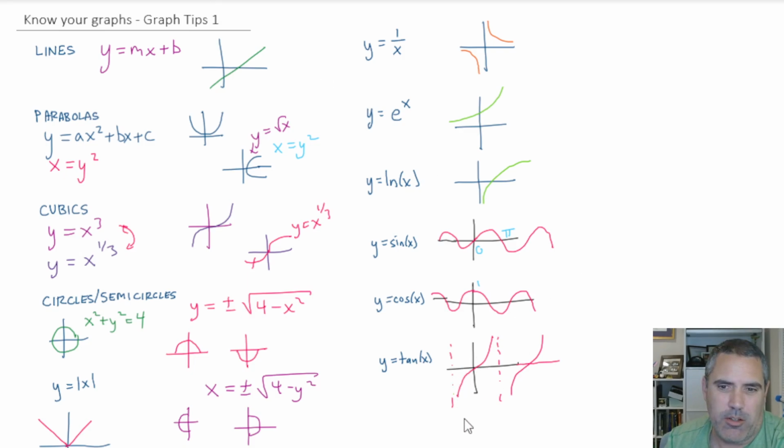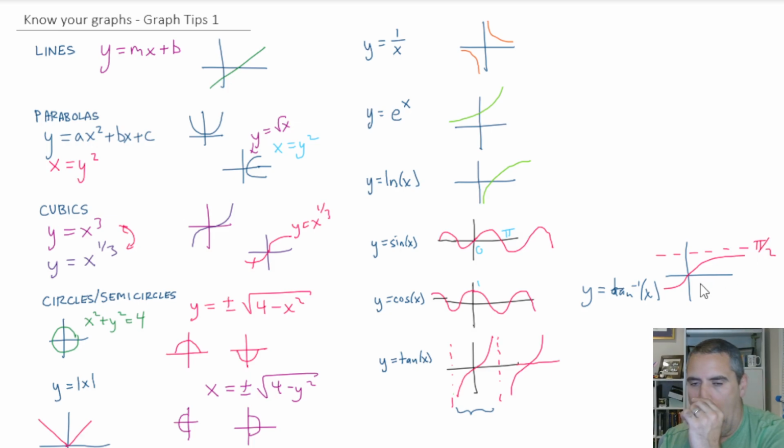Lastly, we sometimes see arctangent, but arctangent, again, is the flip of this. So if you don't remember arctangent, you can just remember tangent and then flip it over the line y equals x. It comes up like this, has an asymptote here, pi over 2.